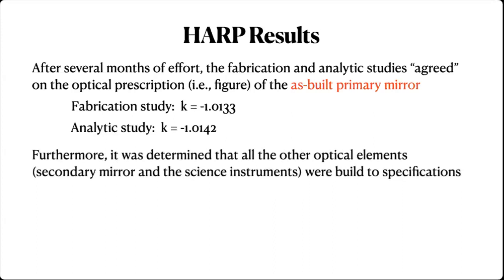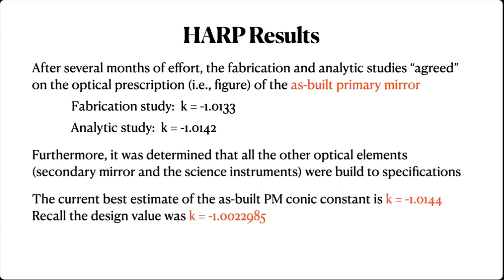Furthermore, the studies indicated that the secondary mirror of the telescope and the science instruments, in particular the wide field planetary camera, were all built to specification. So the outcome of the study was that the only real problem is with the primary mirror, and we think we know what it looks like.